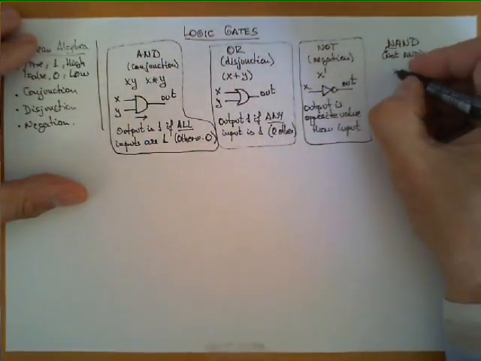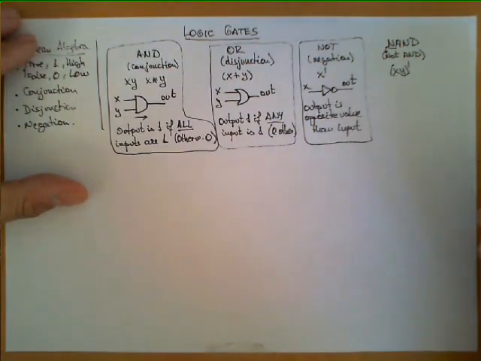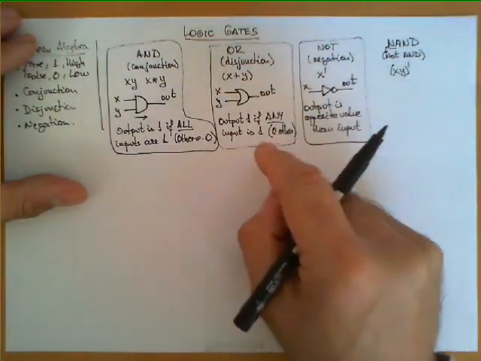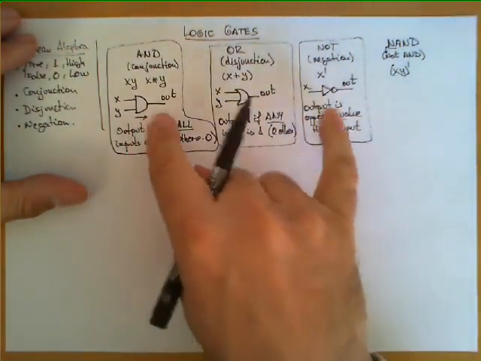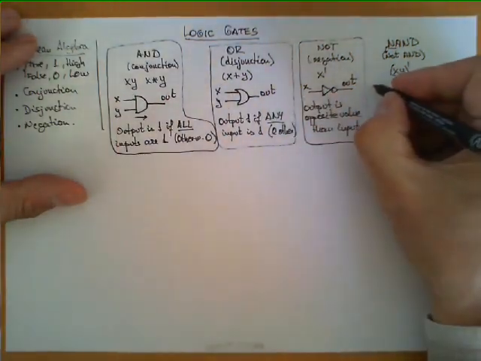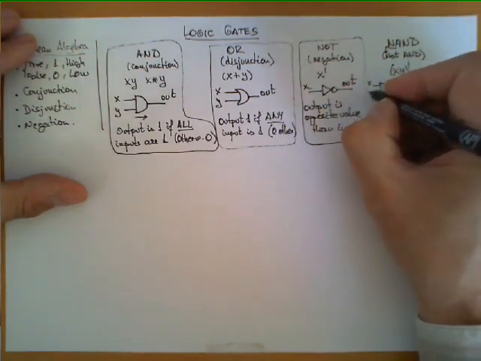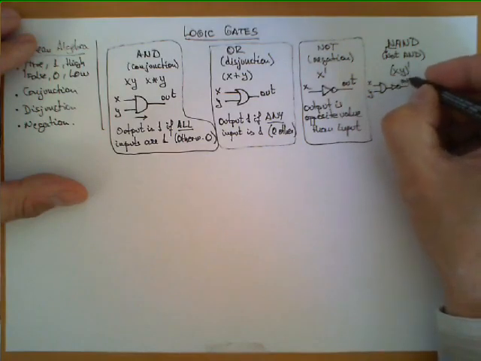Therefore, the Boolean expression is this one. And the symbol, here we could use a symbol which is a combination of these two, because what we are saying is that we have an AND that then negates the output. So it could be something like this, with an inverter connected to the output. So this would be X, Y, and out.